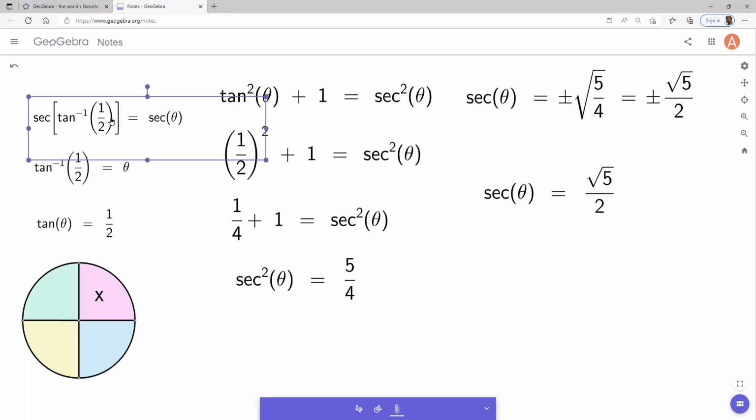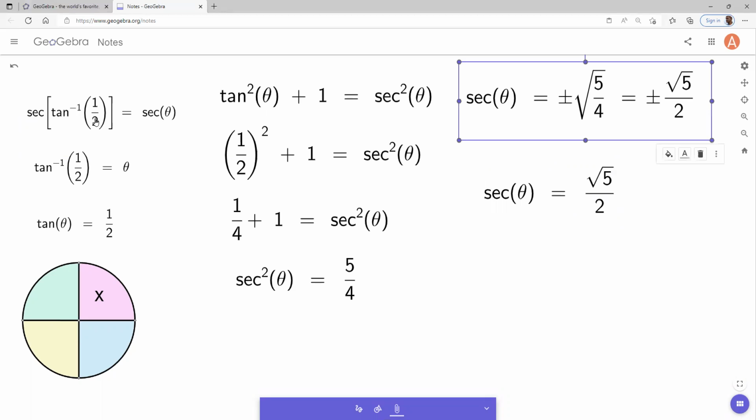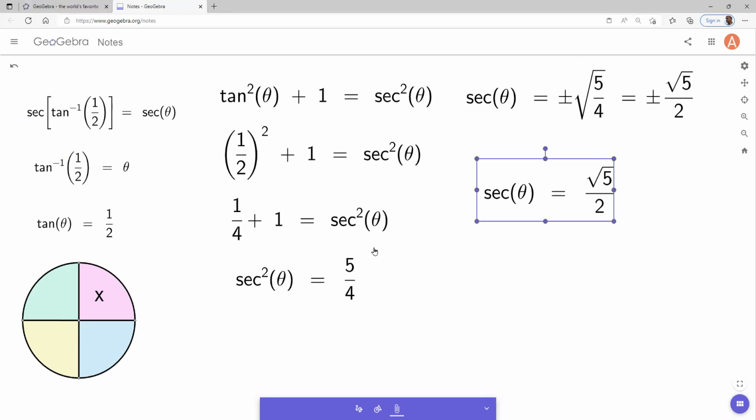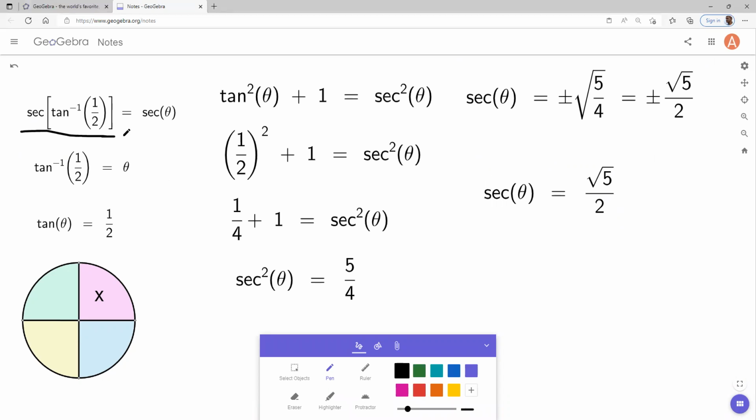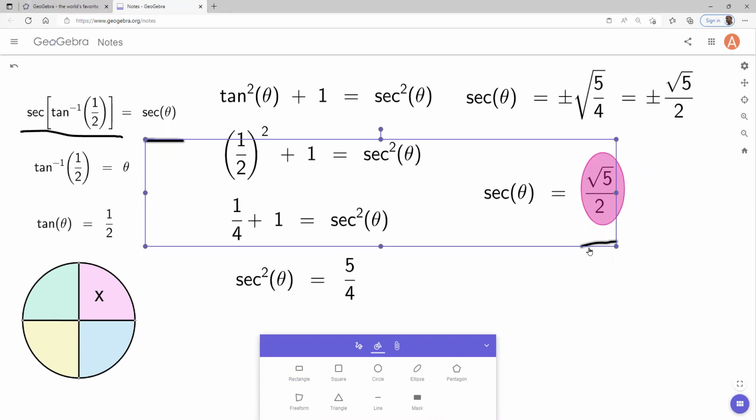Yes, because this, let's make another copy of this. This is my original question. Let's do it here. Take a look. I was supposed to evaluate this. Because of some of the things I defined, that whole expression turned out to be this. And now I have this. So this has to be my answer: square root of 5 over 2.